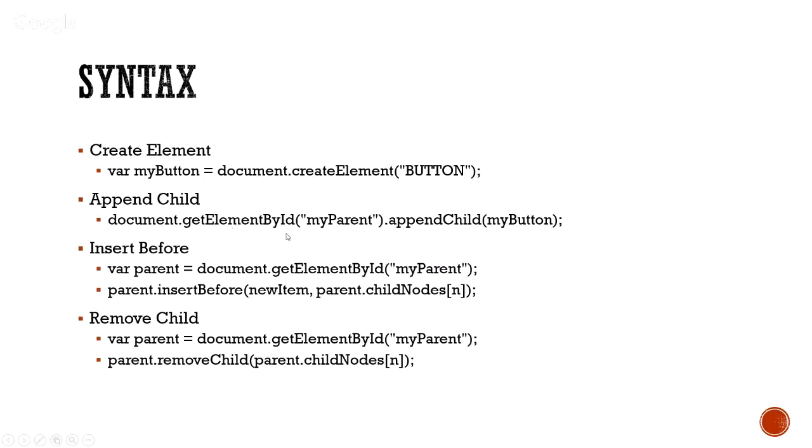And then appendChild, you use document.getElementById or whatever access you want to use to get a hold of the parent object. And then use .appendChild and put in the new object that you created in the parameters. And pretty much the same with insertBefore.